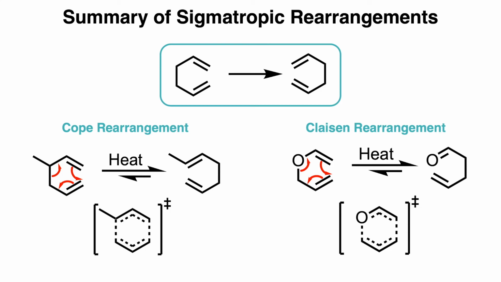So in summary, sigmatropic rearrangements occur to form a more stable molecule, whether that be a more substituted alkene in a Cope rearrangement or a more stable carbonyl in a Claisen rearrangement. But both mechanisms are similar in the number of new sigma bonds being formed.